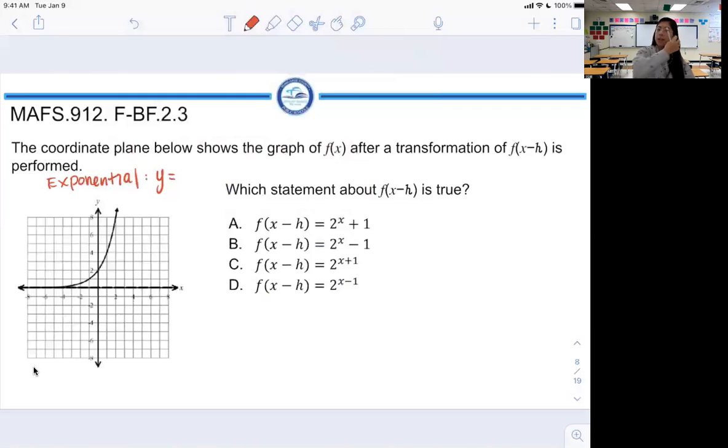I said for exponential functions, what's the general function equation? a b to the power of x. Good, Perla. We know that's the very general rule. And the x is in the exponent, right?